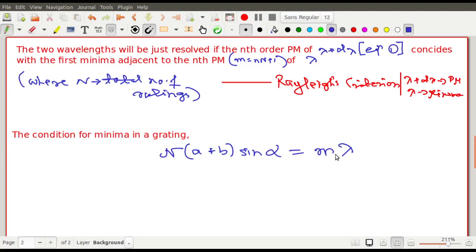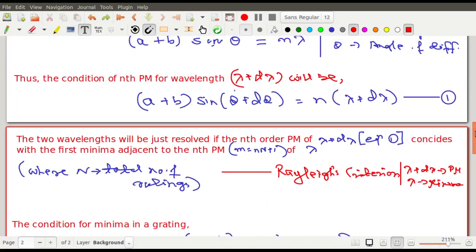But I need minima for whom? আমার minima কার জন্য লাগে? I need minima for lambda. Okay, this is lambda, fine. I need the value of m, so m is this one, so I will be using this for the m, and the minima will occur in which direction? The minima will be coinciding with the maxima of lambda plus d lambda. Now the question is, what is the direction of the maxima of lambda plus d lambda?